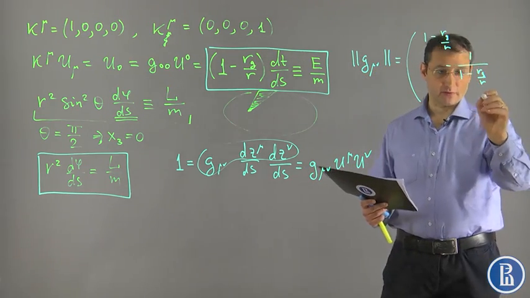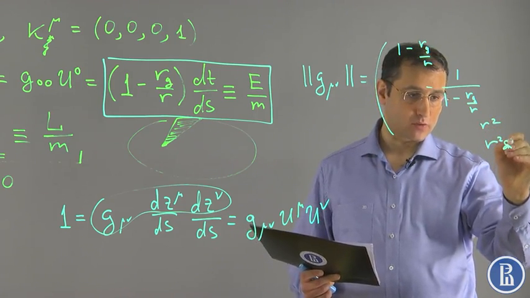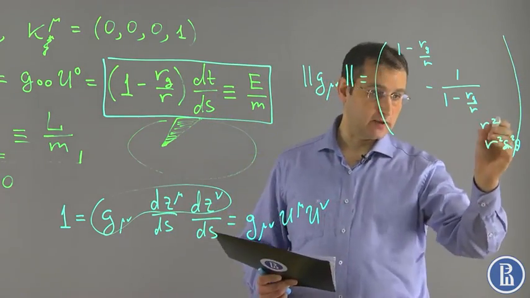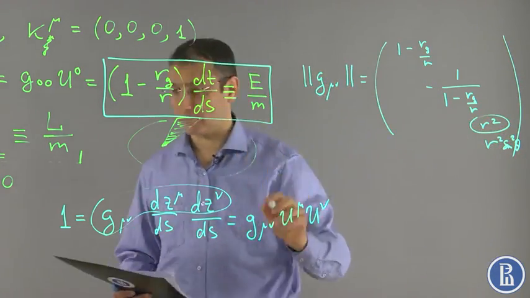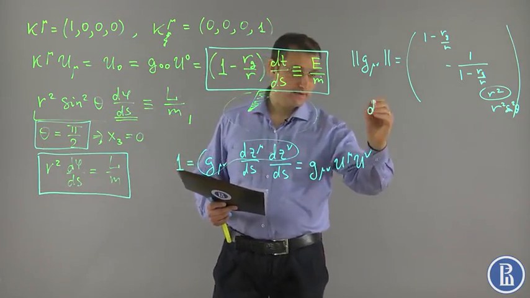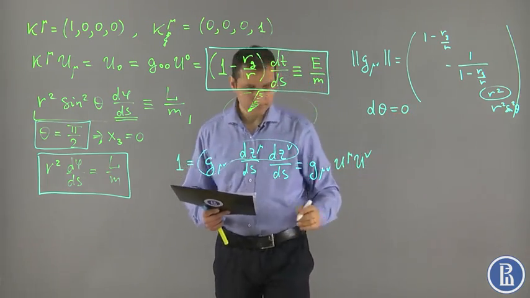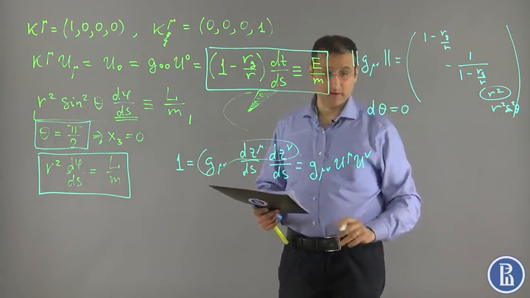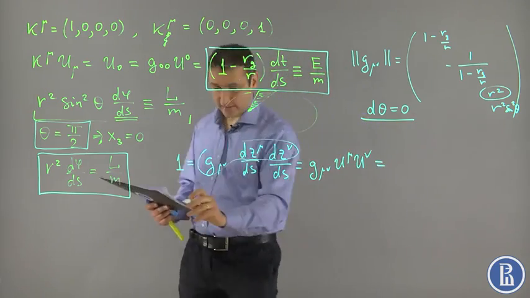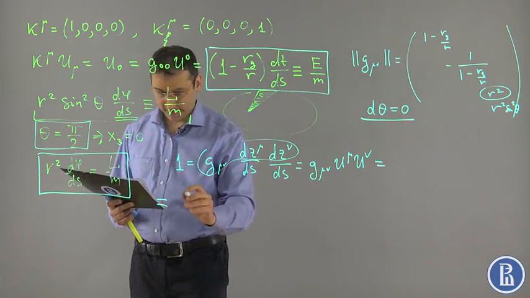And also, of course, here we have r squared, and here we have r squared sine squared theta. So this is a metric tensor, but we also take into account that this part doesn't participate, because in our case theta is constant, hence d theta in this expression is 0. So using this metric, using the expression for the 4-velocity, and the fact that d theta is 0 and theta is equal to pi over 2, we have the following equality.